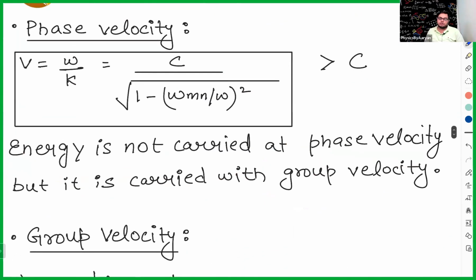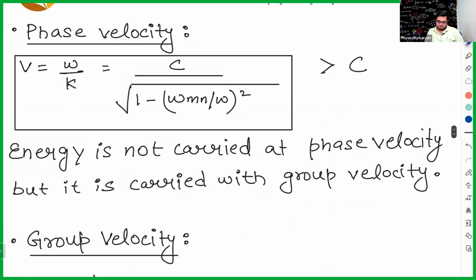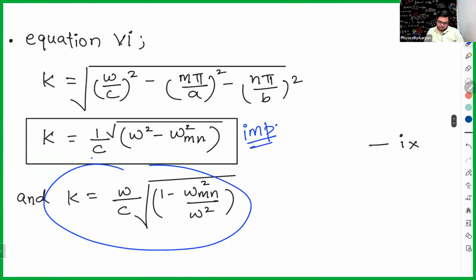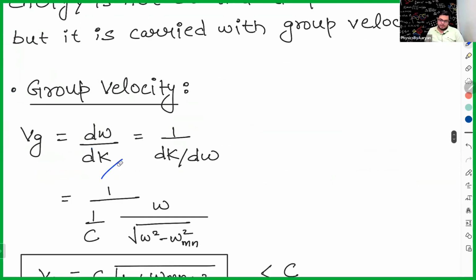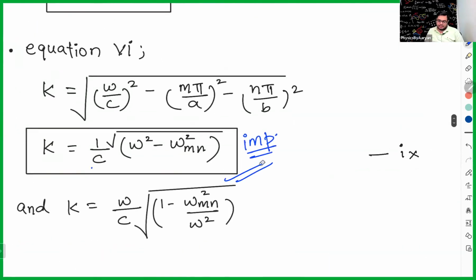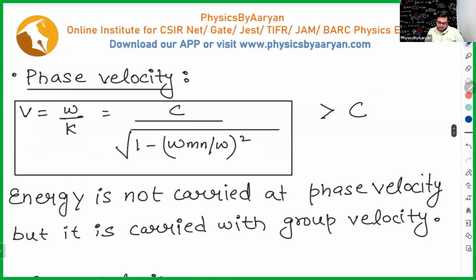The formula for phase velocity is omega divided by k. You already know k, you already know omega. So using this relation, you simply do d omega by dk, and your group velocity is given by d omega by dk, or you can write 1 by dk by d omega. So take a derivative of this. If you take a derivative, I have done.